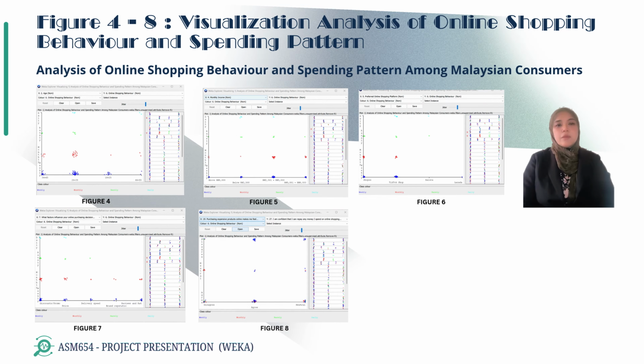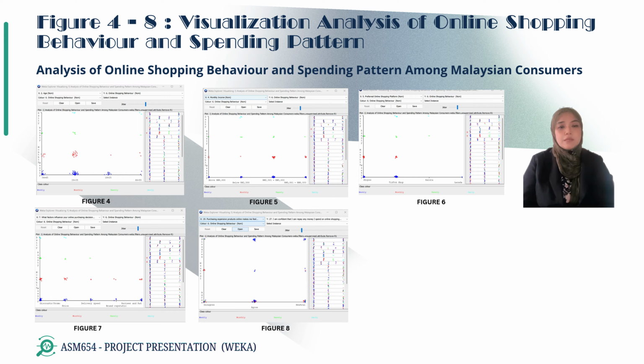Next, I will present the visualization analysis of online shopping behavior and spending pattern among Malaysian consumers based on figure 4 to 8. Firstly, figure 4 shows that respondents aged 26 to 35 are the most active online shoppers. This suggests that young adults are more likely to shop online compared to the other age groups. Moving on to figure 5, respondents with monthly income 2,501 to 5,000 recorded the highest level of online shopping activities. This indicates that online shopping is particularly common among consumers within this income range.